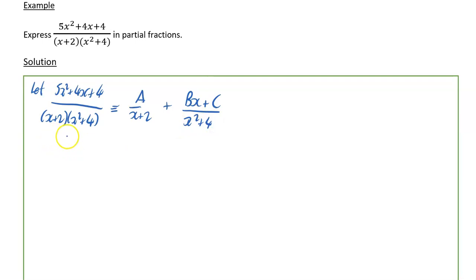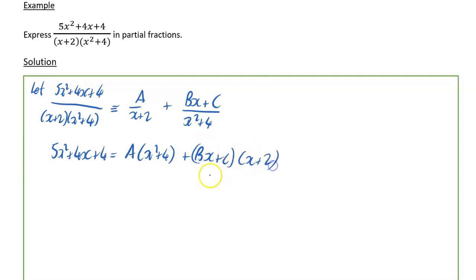Then you just multiply across by the denominator, and you're going to get 5x squared plus 4x plus 4 is equal to A times (x squared plus 4) plus (Bx plus C), which must be in a bracket, times your (x plus 2). And then you find your values of A, B, and C whatever way you want.